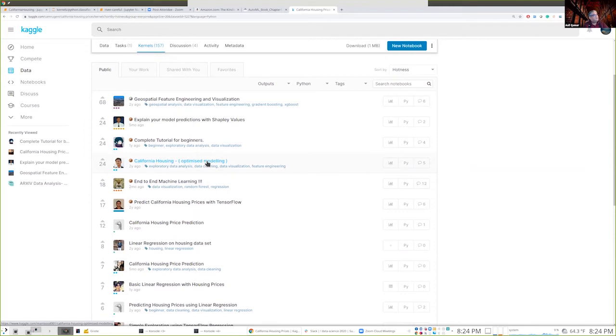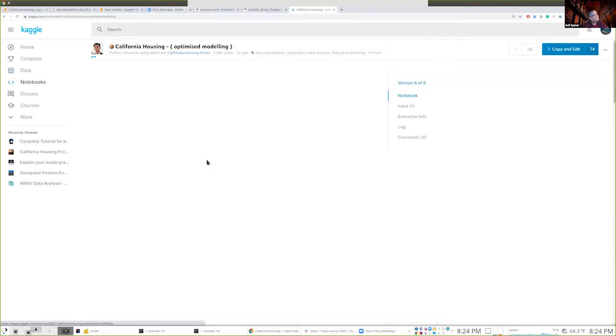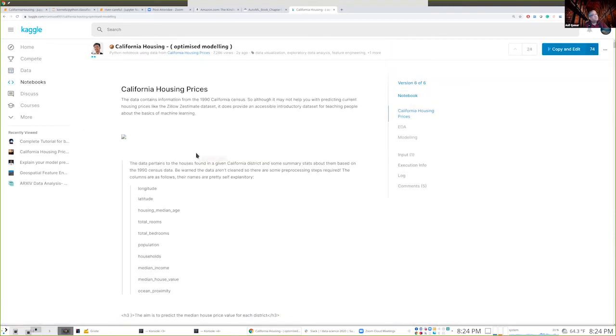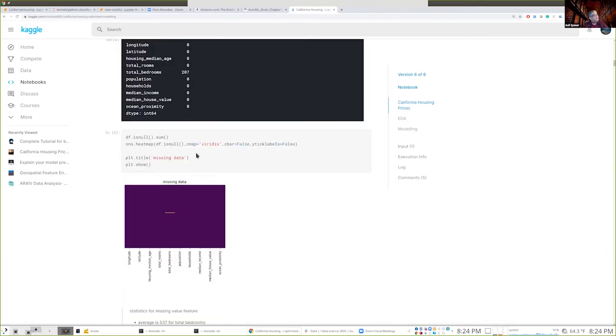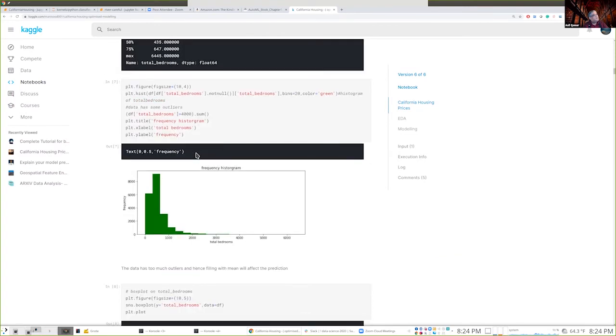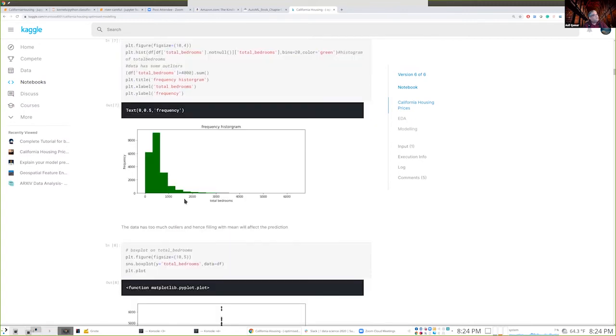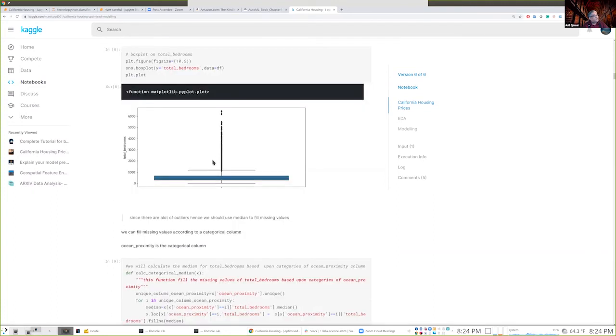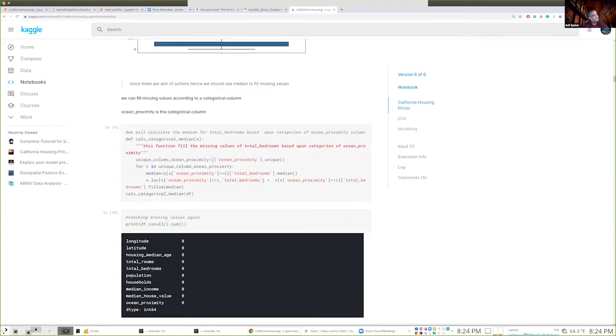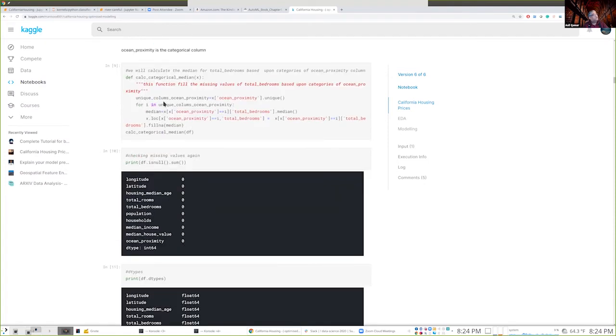Optimized modeling. Import data, missing value. He notices that there is a skew. Hopefully he... see, sometimes you can just look at the pictures and tell how the person is thinking. Hopefully he notices a right skew and does something about it. Notices a lot of outliers, and he computes the medians and so forth. He's finding the median of all of these.